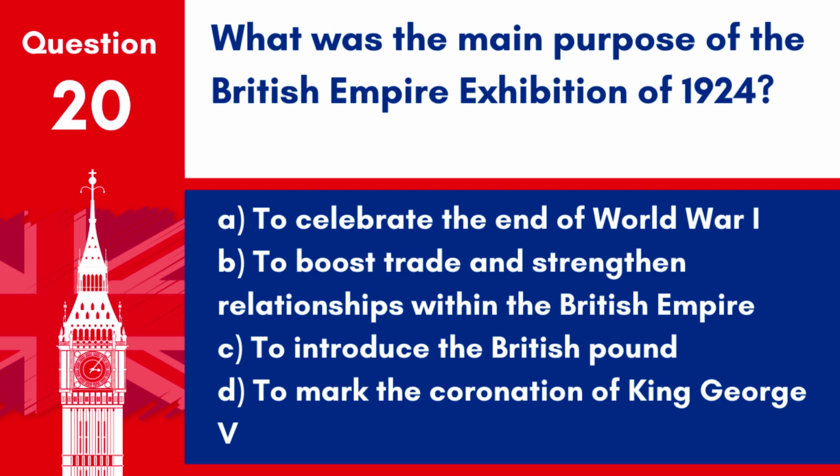Question 20. What was the main purpose of the British Empire Exhibition of 1924? A. To celebrate the end of World War I. B. To boost trade and strengthen relationships within the British Empire. C. To introduce the British pound. D. To mark the coronation of King George V. Answer: B. To boost trade and strengthen relationships within the British Empire. The British Empire Exhibition of 1924 was held to promote industry and trade within the empire.